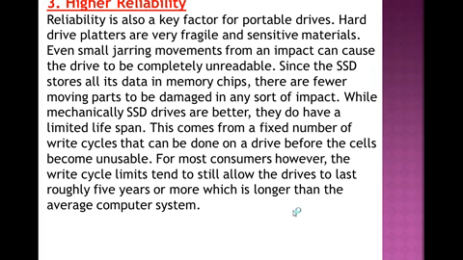Then we also studied the customer interference, that is why we are using the customer interference. For our customer, however, the write cycle limit still allows the drives to last roughly 5 years or more, which is longer than the average computer system.